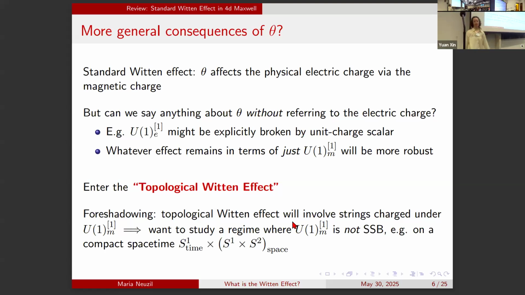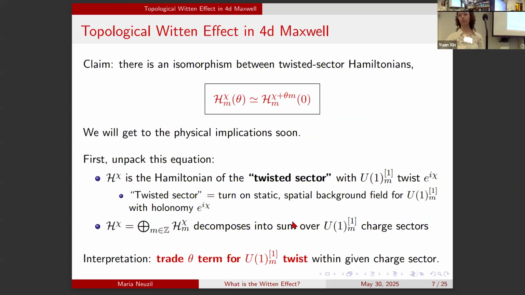But really the point of doing this is that we want to make sure the magnetic symmetry is not spontaneously broken. Okay, so I'll start with the claim and then dissect this equation a little bit. The topological Witten effect is that there is an isomorphism between twisted sector Hamiltonians of this theory.